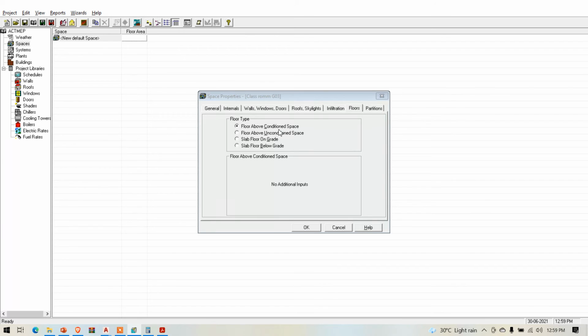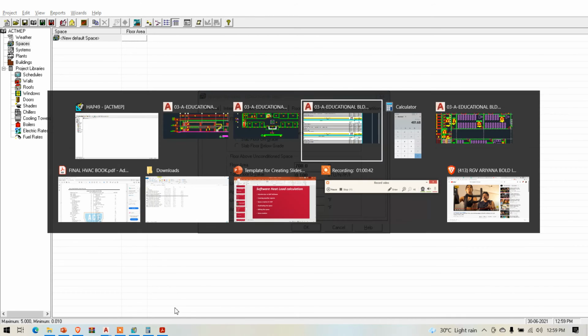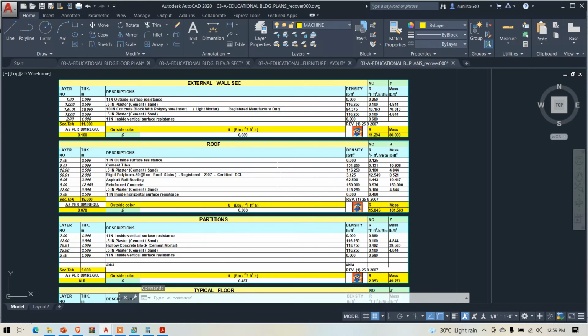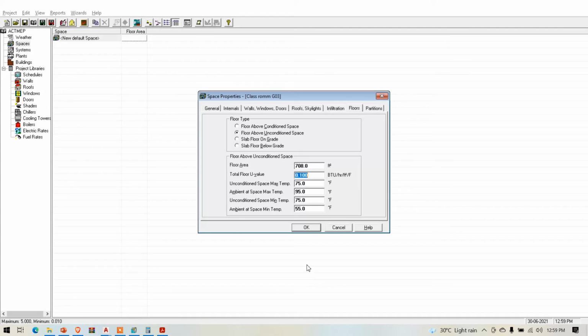If you take a conditioned space, it is 0, because there is no heat transmission, so 0 heat generation. Once you click below unconditioned space, then obviously it is again going to take your maximum temperature, minimum temperature and everything. Here the only thing is we need to change your U value. This U value you are getting from your architecture layout. So here we have a typical floor. The typical floor U value is 0.358. So here I am going to take 0.358.